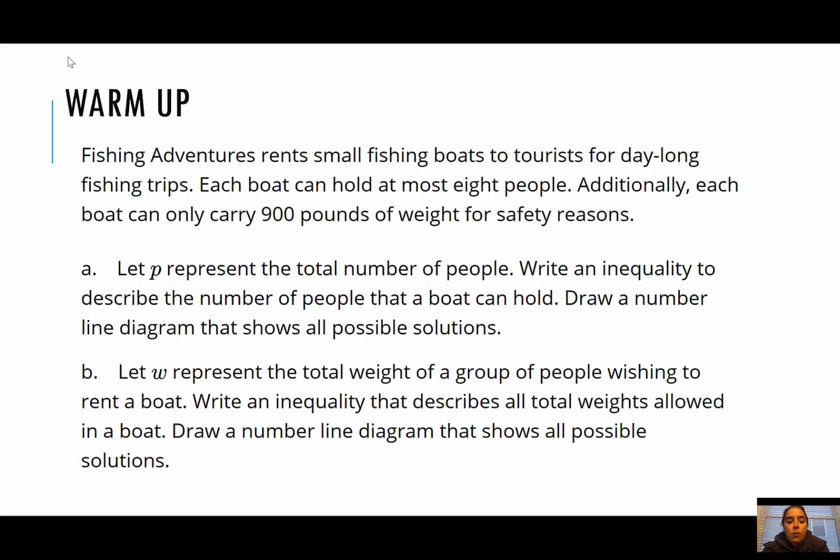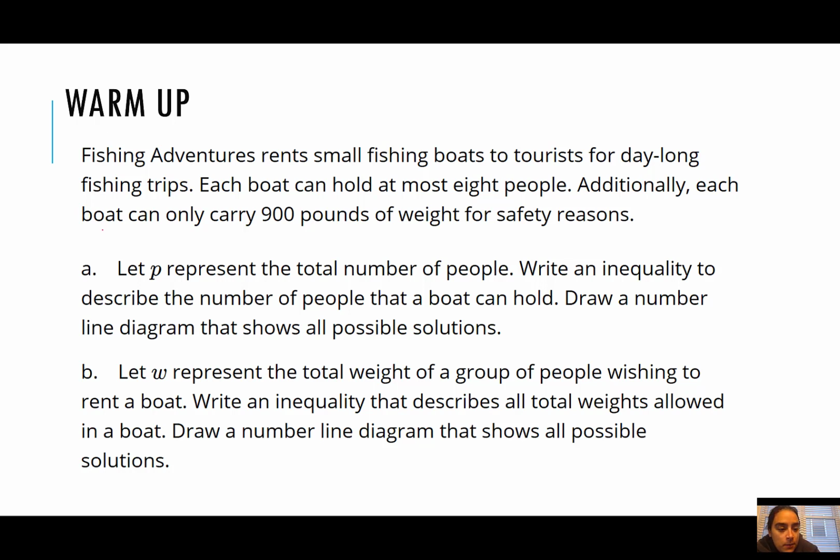All right, here's our warm-up. Fishing Adventure rents small fishing boats to tourists for day-long fishing trips. Each boat can hold at most 8 people. Additionally, each boat can only carry 900 pounds of weight for safety reasons. Let P represent the total number of people. Write an inequality to describe the number of people that a boat can hold. Draw a number line diagram that shows all possible solutions.